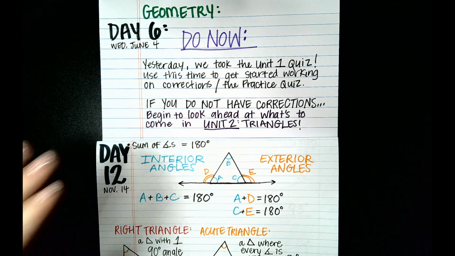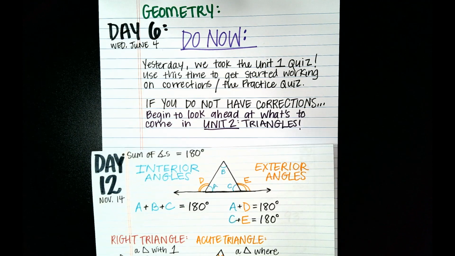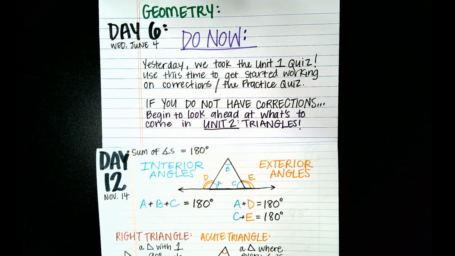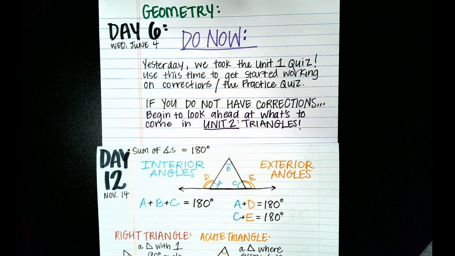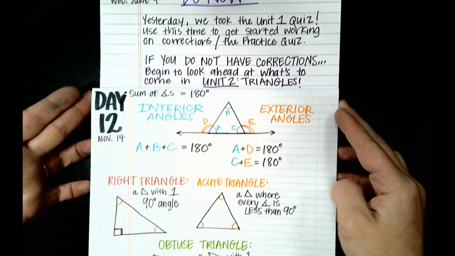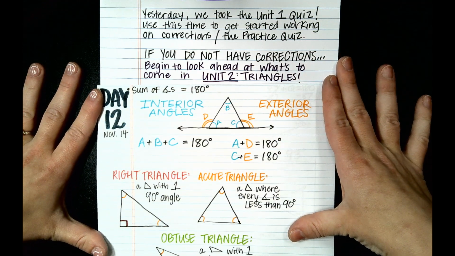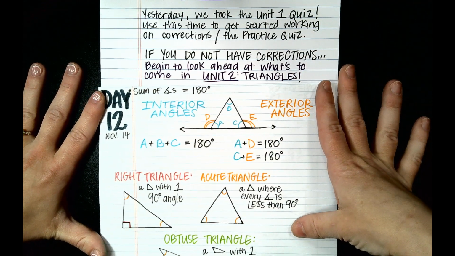Well, it is not day 12, it is day 6. It is Wednesday, June the 4th, and yesterday we took that Unit 1 quiz. And I just gave you guys some time to work on corrections or to get started on the practice quiz if you were not here yesterday. And then I gave you a little sneak peek of what we're about to start talking about, which is triangles.